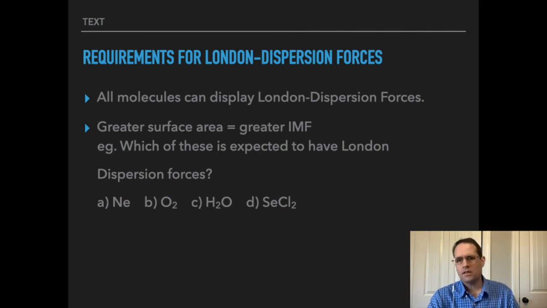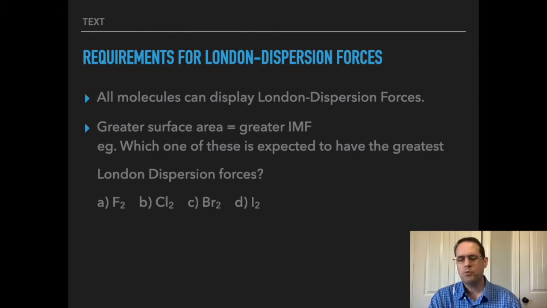Oxygen, water, selenium dichloride, these are all substances with electrons, so they are going to display London dispersion forces to some extent, all right? If you had a molecular hair, you could rub it on your hair and then stick one molecule to another. You could think of it like that, okay? It's probably a bad analogy at this point. But anyway, they have electrons.